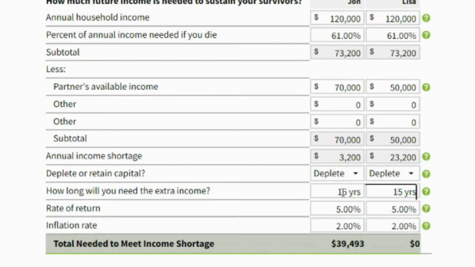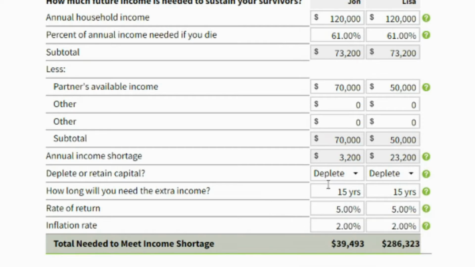Now, why 15 years? Every time you do insurance needs analysis, you want to make sure that you assume that the worst is going to happen tomorrow. It's not about what if something happens to me in 20 years or in 10 years, but what if something happens to me tomorrow? Okay?